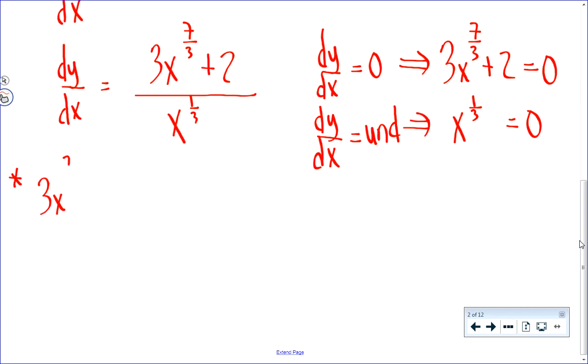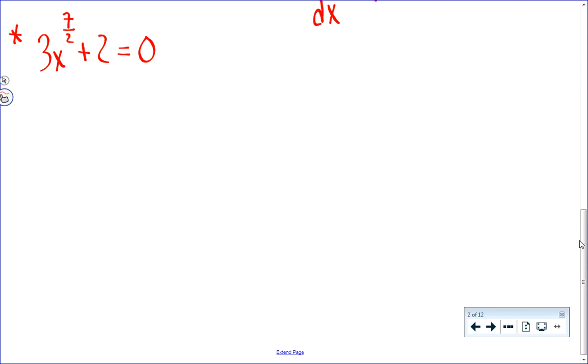3x to the 7/3 plus 2 is equal to 0. How do you go about solving an equation like this? Well, since there are only two terms and x is only contained in one term, the best advice I could give you is just start rearranging for x. We're going to have to subtract 2 from both sides to get 3x to the 7/3 equals -2. Then we can divide both sides by 3 and get x to the 7/3 equals -2/3.